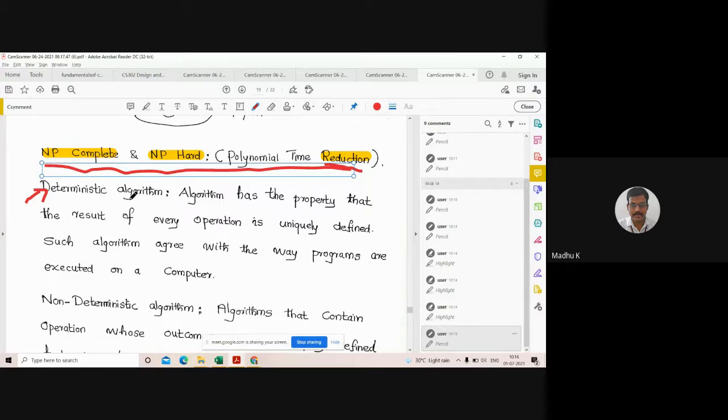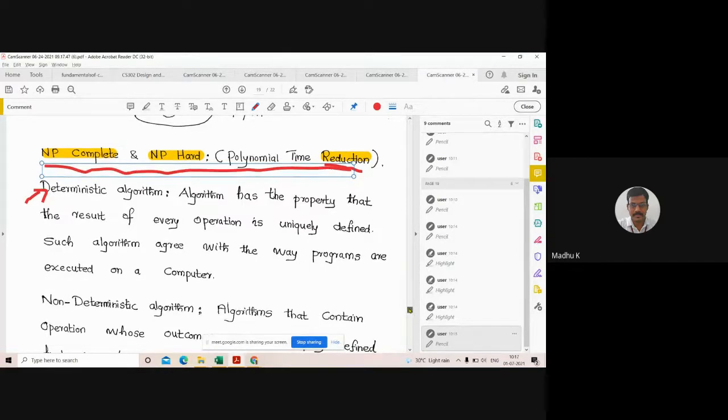So there are two types of algorithm. One is deterministic algorithm and another is non-deterministic algorithm. Deterministic algorithm means it has the property that the result of every operation is uniquely defined. That is, how to get a solution is fully defined. For example, sorting. The entire procedure to get the solution is fixed. Such algorithms agree with the way programs are executed on a computer. This type of algorithm is called the deterministic algorithm.